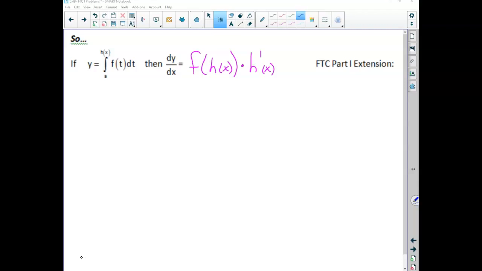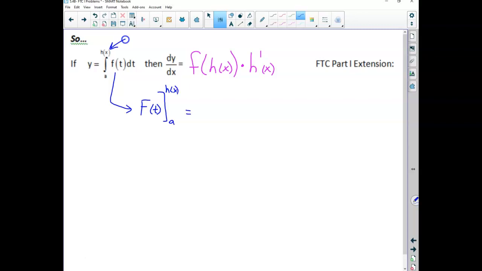Now, yesterday I said we were going to take this, or h of x. It wasn't actually, it's a full-blown function, and it can be anything, it can even be just an x, but it's a full-blown function. We said we're going to prove this. Well, what is the integral from a to h of x of f of t dt? Well, what is the antiderivative of little f of t? That would be called big F of t. And we're going to evaluate that from a to h of x.